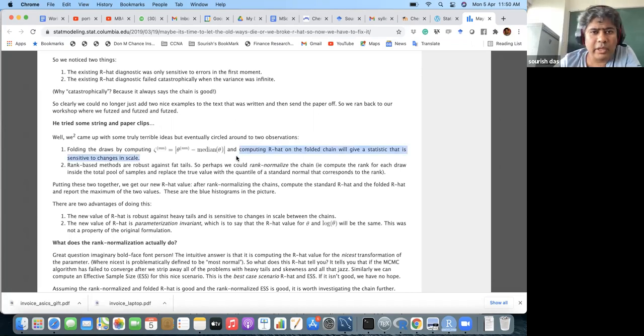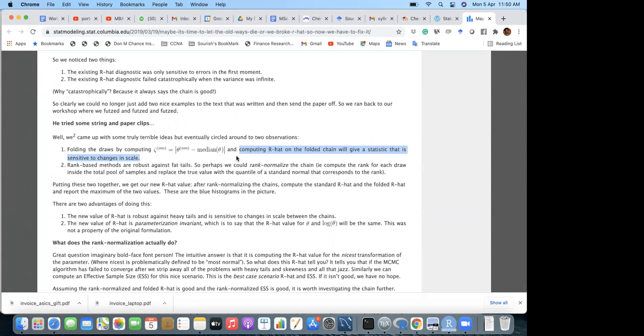I think they're making an intuitive claim here. They are saying that if you fold the chain, basically they are trying to say if you cut the chain into two halves, say you have a chain of 10,000 rows, you take the first 5,000 and the 5,001 to 10,000, these two things may pretty much have converged.